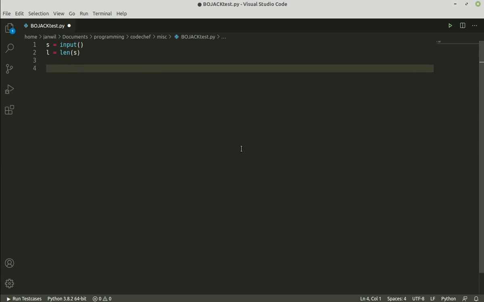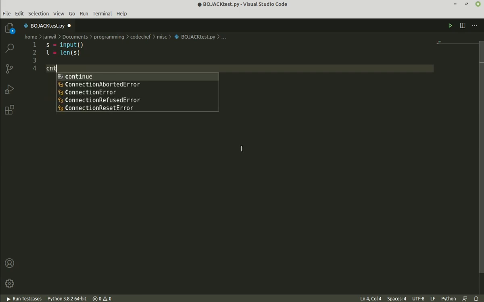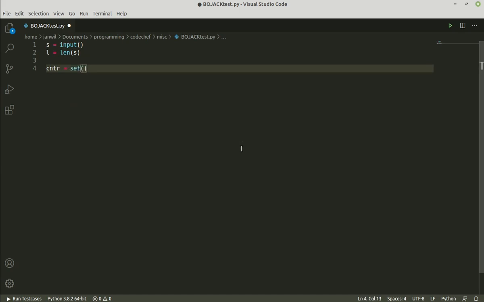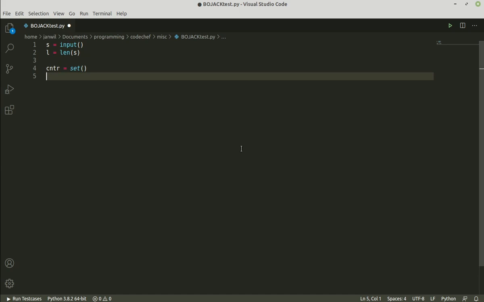First, we need to count the number of distinct substrings of this string. And whenever we need to count something distinct, then it's a good idea to use a set data structure. So let's take an empty set data structure. Let this stand for counter, this CNTR, and let's go through all of its subsets.